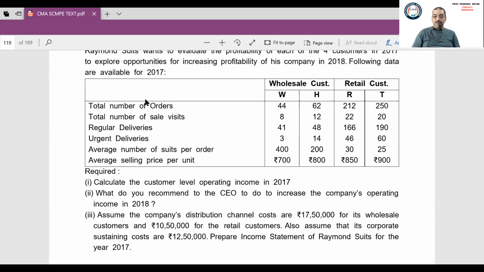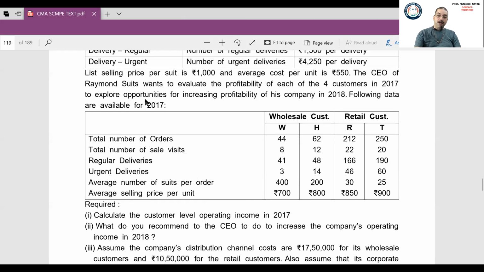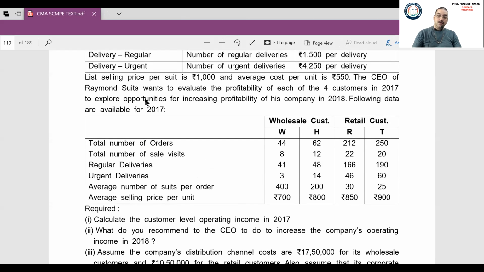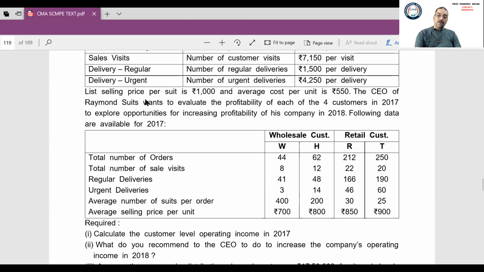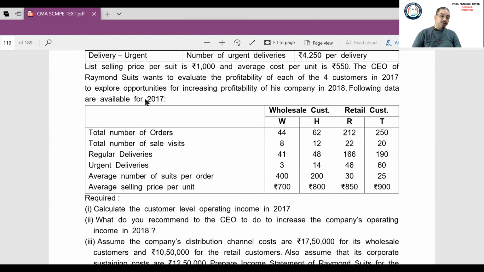If you go to see selling price, they have given 2 figures. One is the list price, which is the catalog price, and the second one is the average selling price per unit, which is the actual selling price per unit. So, for example, I take 700 into the number of suits which are purchased and sold, and accordingly I will get the rate for that.